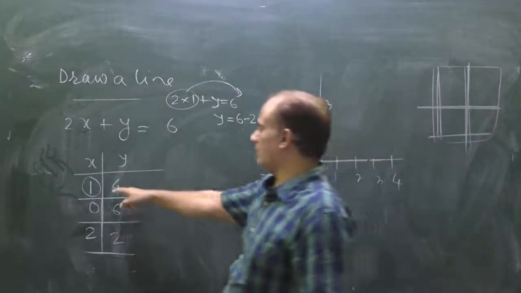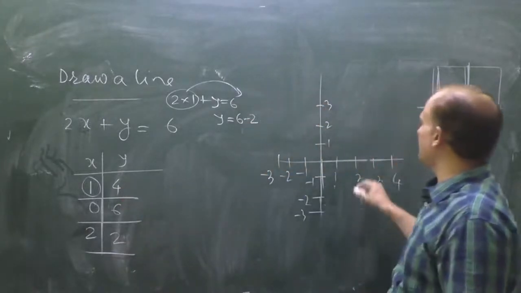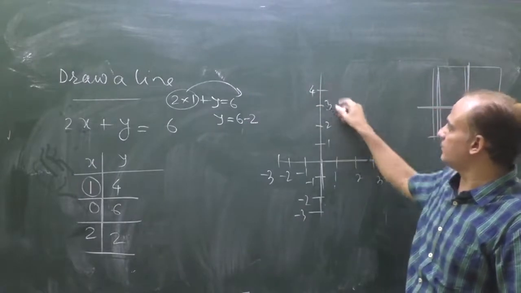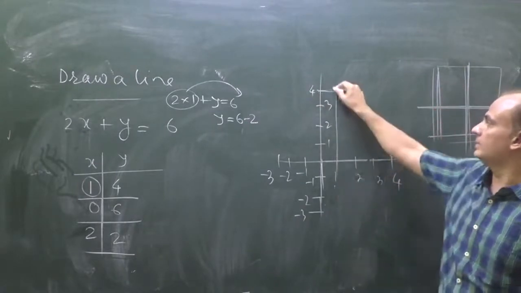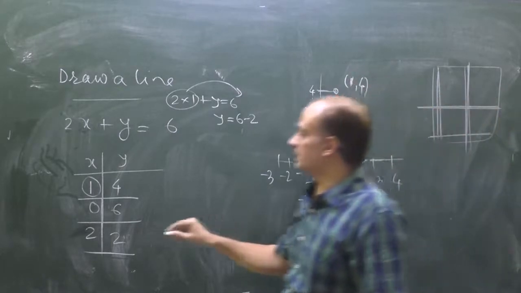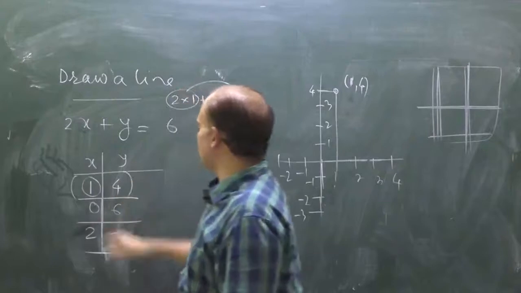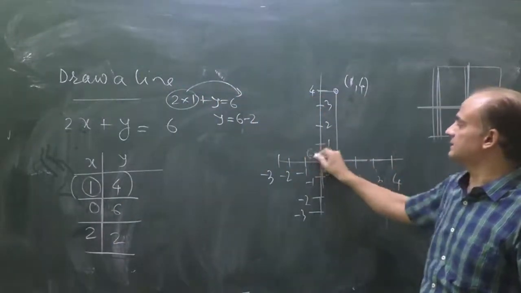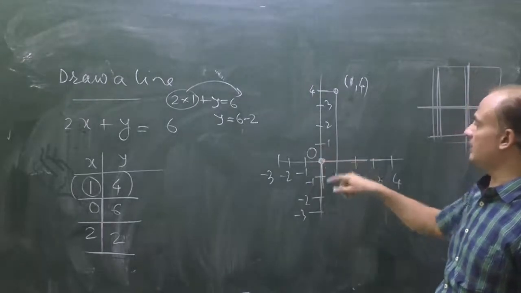That is why I am not emphasizing much on this. Minus 1, minus 2, minus 3, and so on. Let's see, 1, 4, where will this 1, 4 be lying? For this 1, 4, x is 1 and y is 4. So 1, 4 is lying here. This pair is 1, 4. And where is this 0, 6? x is 0, so 0 is here. And y is 6.